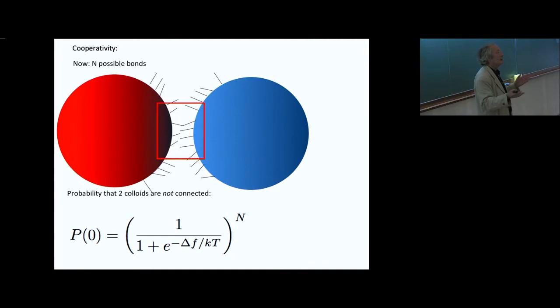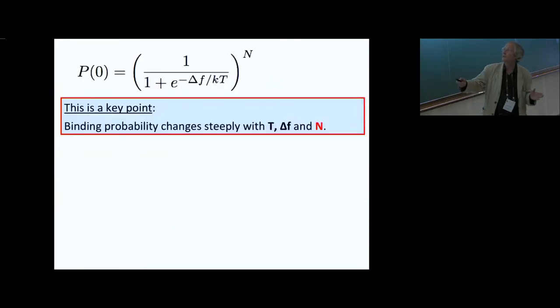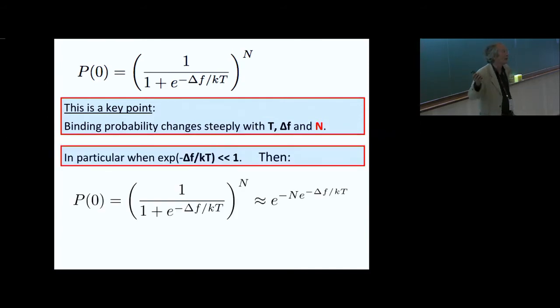Now, if we assume that these bonds are all independent, the probability that all pairs are unbound is simply the probability that the single pair is unbound to the power n. And this thing is now suddenly very strongly temperature dependent. And that explains the multivalency effect that makes the thing very sharp. So this depends very strongly on temperature, very strongly on delta F, and very strongly on the number of DNAs between the two colloids. And it doesn't have to be DNAs. At the end of my talk, I'll talk about some very different things. Actually, if you like mathematics, you can work out that for large N and small delta F, it depends doubly exponentially on the binding free energy. So this is really a strong dependence. Good.